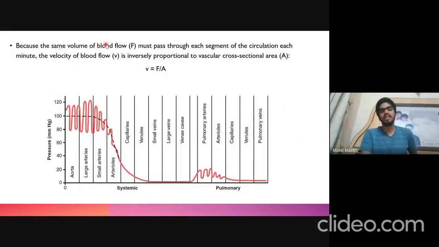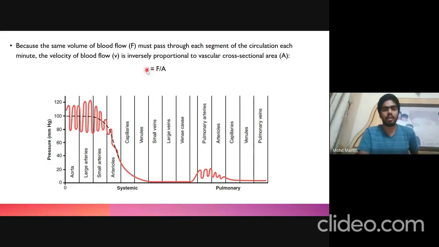Now, the same volume of blood will flow through each segment of circulation. That is, the amount of blood which will flow in a given time period inside the artery, the same amount of blood will flow inside the capillary and inside the veins at the same time. Only then will the circulation be maintained. The same amount of blood will flow, but because the cross section of the blood vessels varies, the velocity of the blood flow inside these blood vessels is different.